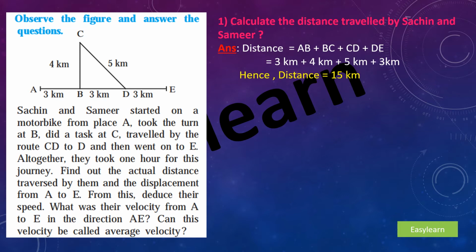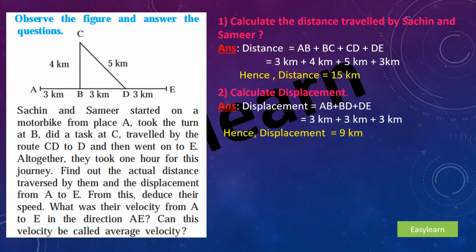Therefore, answer is distance is equal to AB plus BC plus CD plus DE is equal to 3 kilometers plus 4 kilometers plus 5 kilometers plus 3 kilometers. Therefore, the total distance is 15 kilometers.